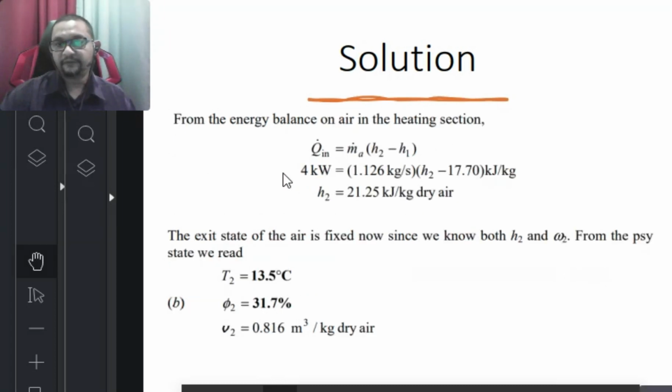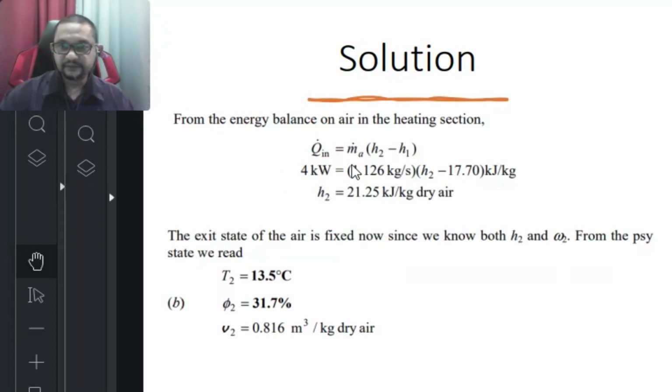Then from the energy balance on the air in the heating section, use this formula. We neglect potential energy, kinetic energy, and also the work from the fan. So the rate of heat in equals m dot a times h2 minus h1. Put all the values in here, and lastly you will get h2 is 21.25 kilojoule per kilogram dry air.